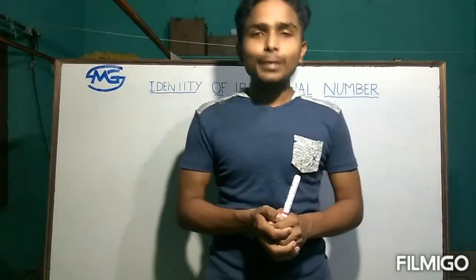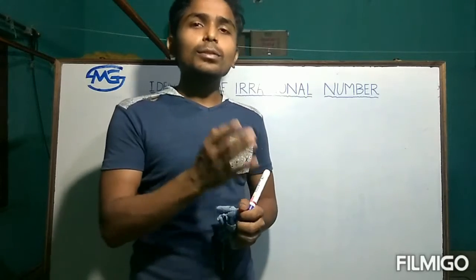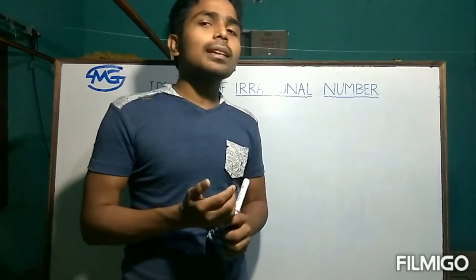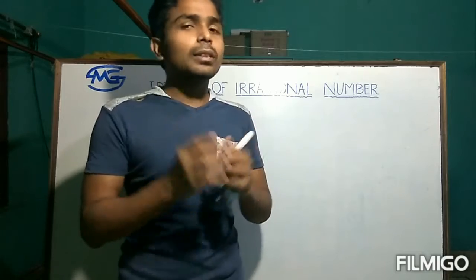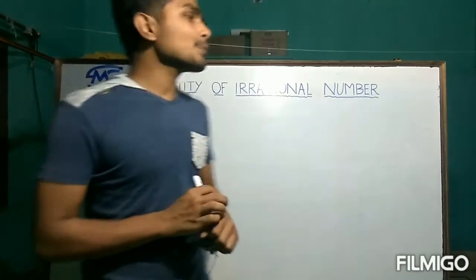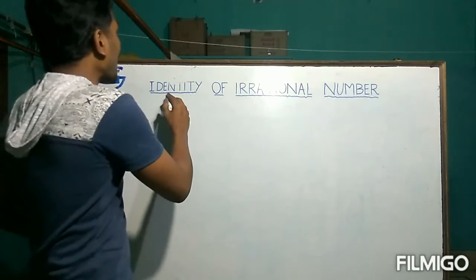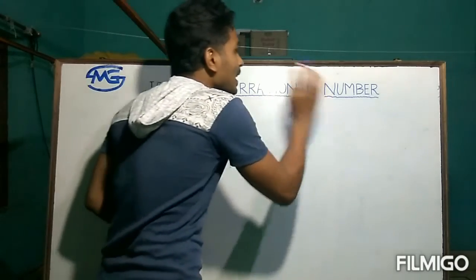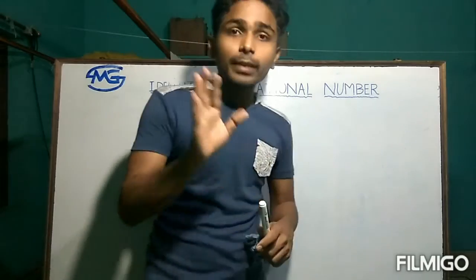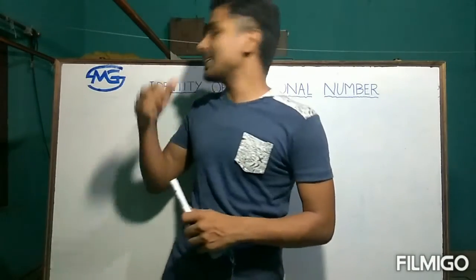In the previous classes we have studied the various rules of irrational numbers, as well as the conjugate of two terms or a binomial expression. And in this class we are going to study identities of irrational numbers. Before starting our topic, we first have to discuss what an identity is.